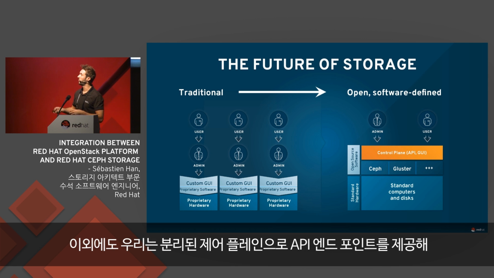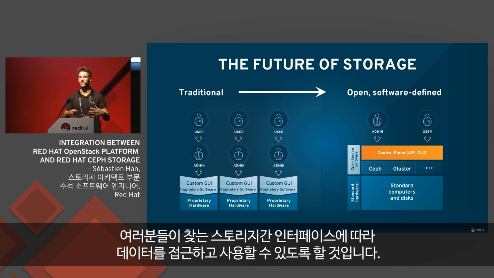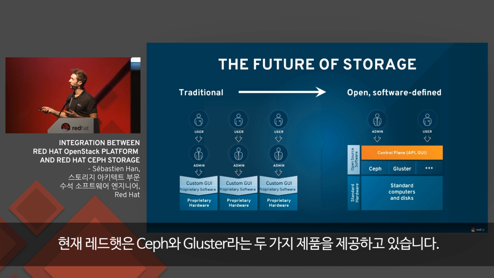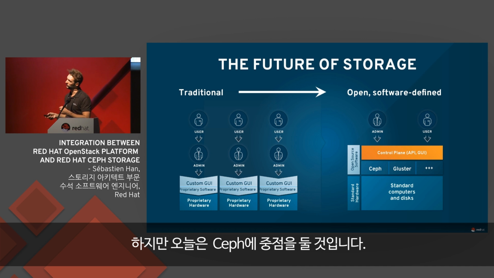Then on top of that, we separated the control plane. So the control plane provides an API endpoint, so you can access and consume the data depending on the storage interface that you're looking at. In-house, we have two products at the moment. We have Ceph and we have Gluster. But for this, we will be focusing on pure Ceph.